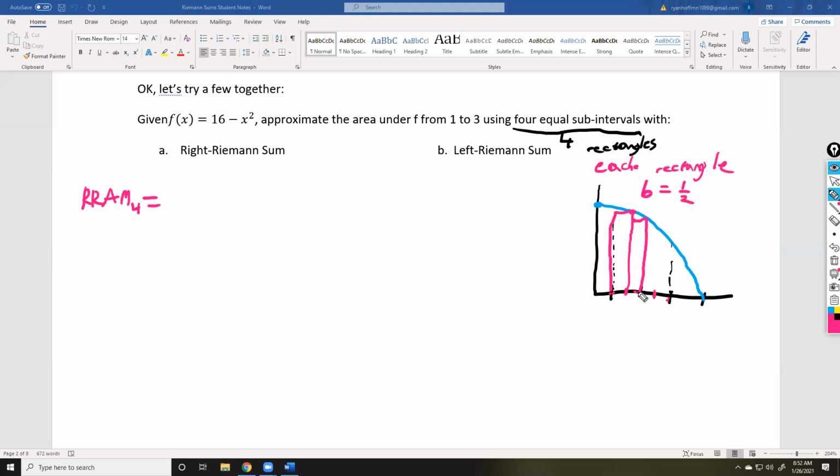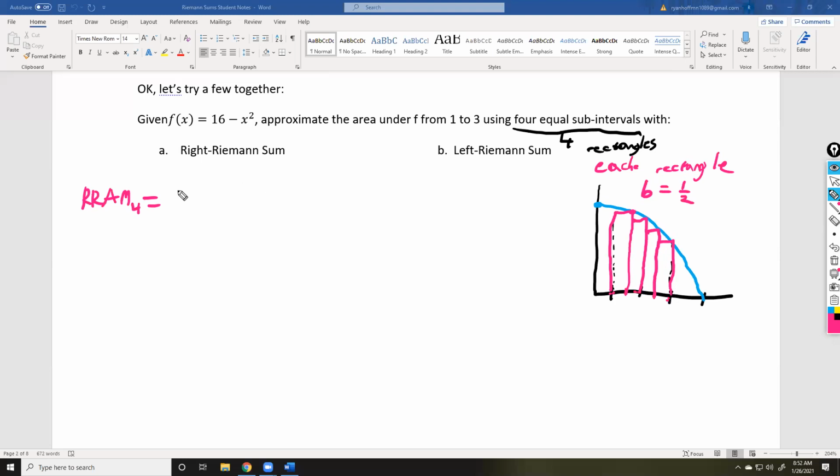Between 2 and 2.5, if I'm making the choice, I'm going to choose the rightmost endpoint. So I'm going to choose 2.5. Between 2.5 and 3, if I have a choice, I'm going to choose the rightmost endpoint. So I'm going to choose 3. And so those are my 4 rectangles.